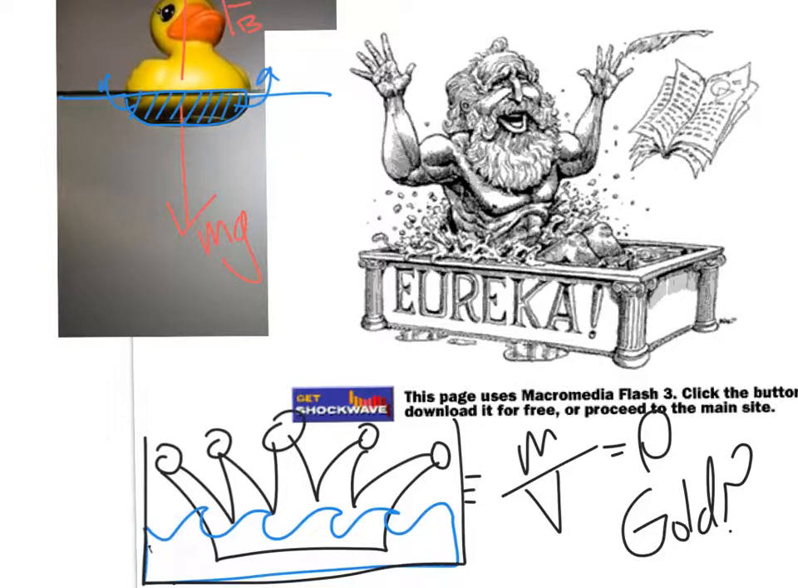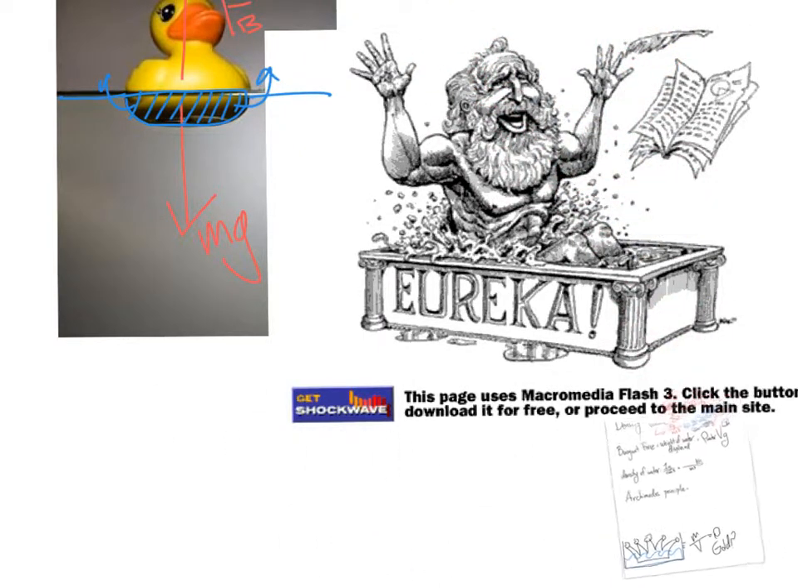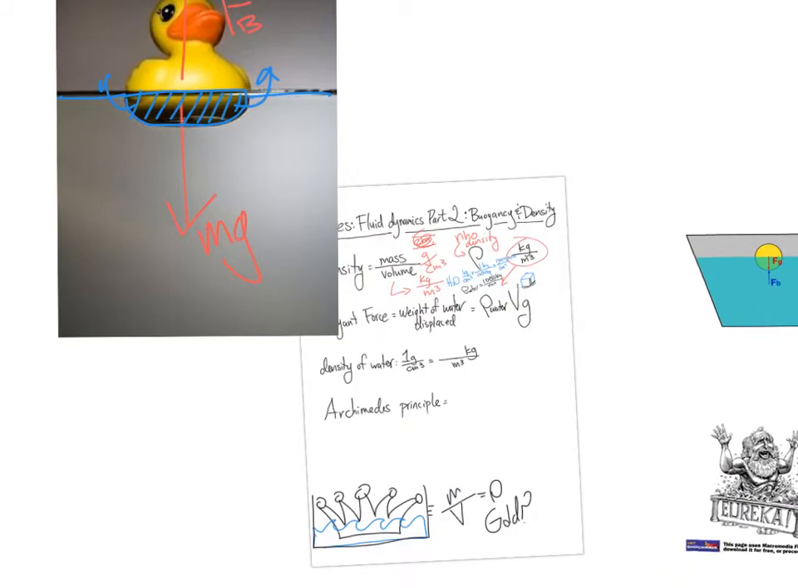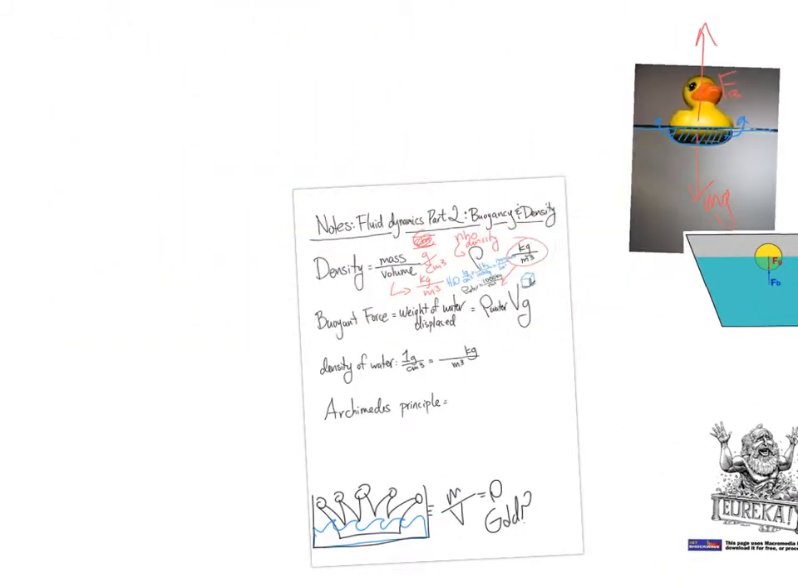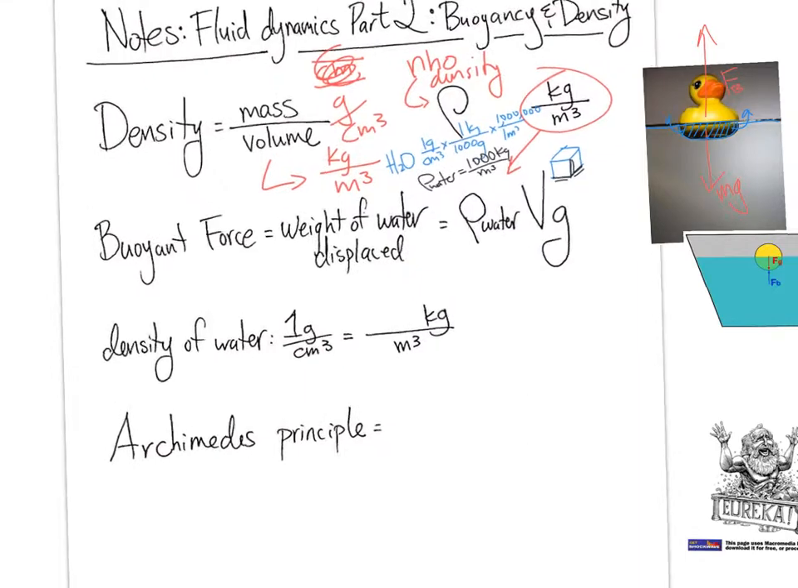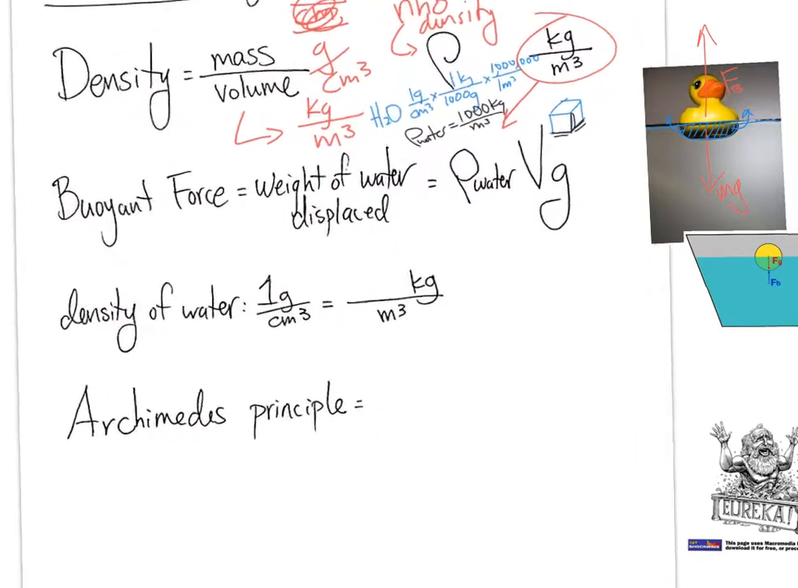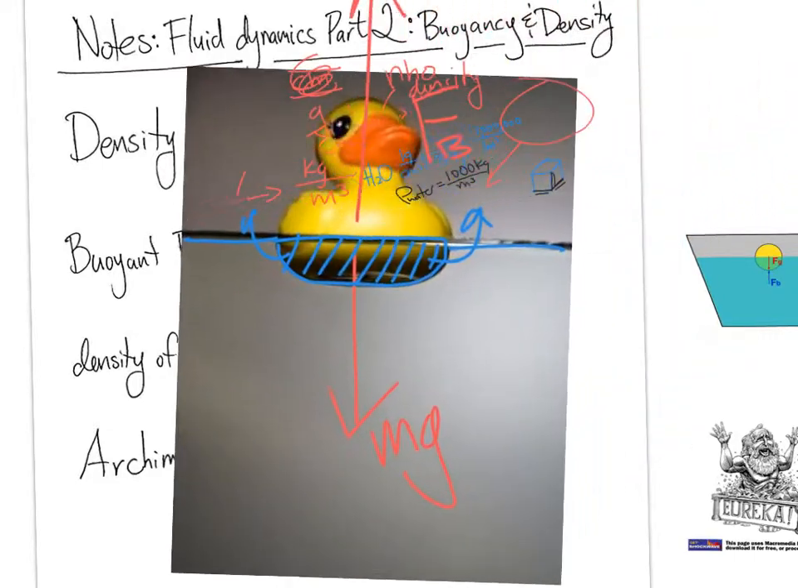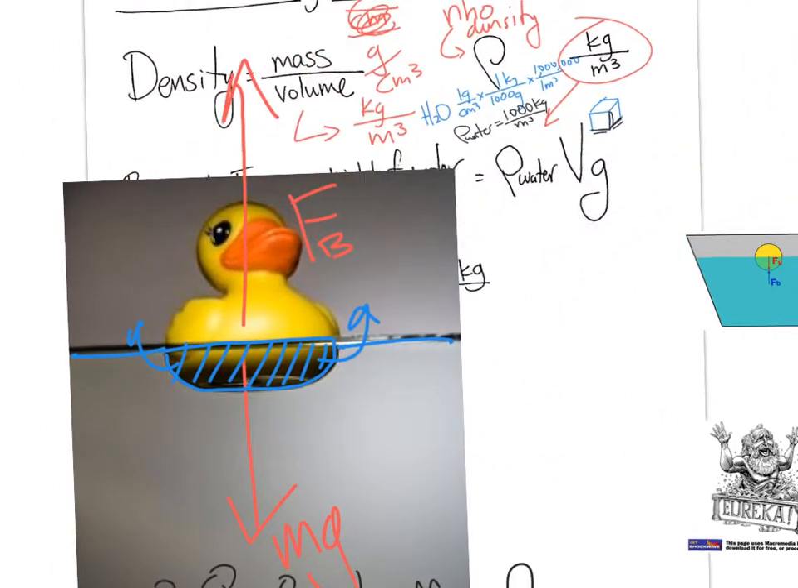And I don't know how the story ended up, but I'm sure somebody was killed by the king, so that's how it goes. But anyway, there's our Archimedes, and it's a good story. So, where were we? I got carried away with rubber ducky. All right, here we go.